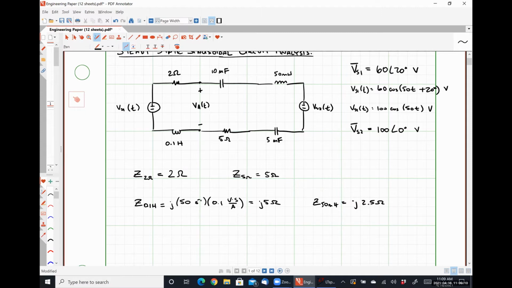All right, let's look at our 10 millifarad capacitor. So I'm going to have negative J divided by omega C, where omega is 50 per second, and C is 0.01, and that would be amp seconds per volt. So we have minus J divided by 0.5, is that right? If I multiply those two numbers together, looks to me like minus J2 ohms. If you've got a calculator, feel free to make sure I'm not doing any of the mental math in my head incorrectly. It's gonna happen. Yep, I was right.